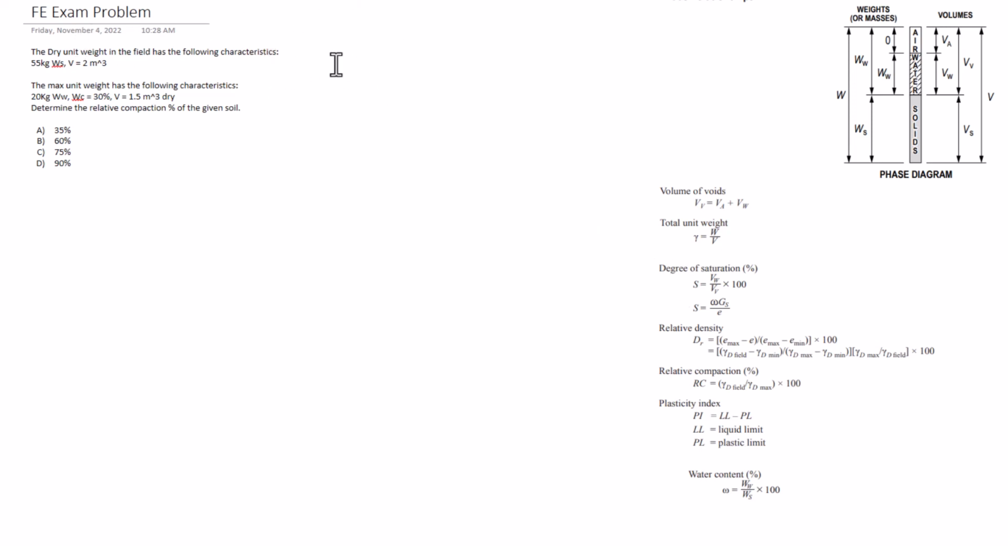Today we're going to be going over a geotechnical problem involving relative compaction. I've got an FE exam excerpt over here. You're going to want to pull up yours digitally because that's what you're going to be using on the exam. You want to get very familiar with that guide.